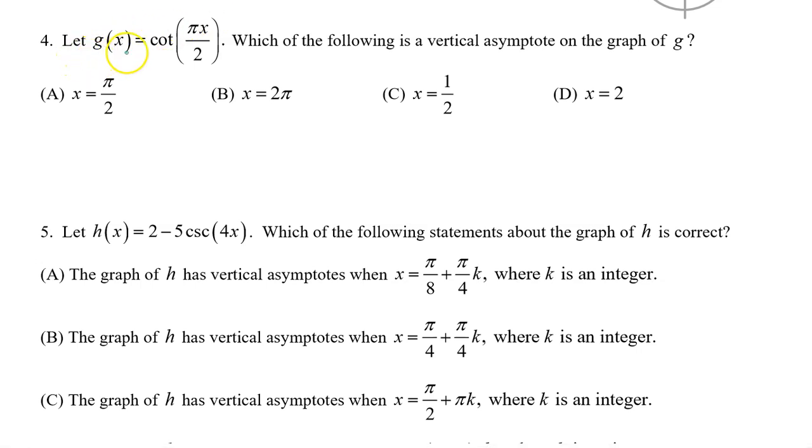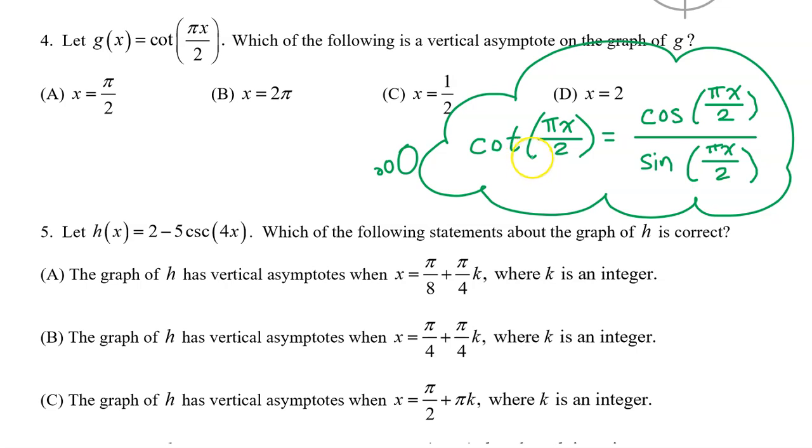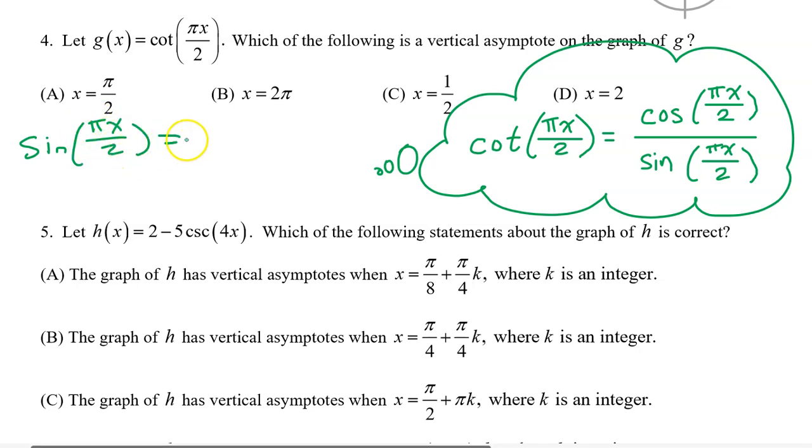Number 4. Let g of x equal cotangent of pi x over 2. Which of the following is a vertical asymptote on the graph of g? You should be thinking cotangent is equal to cosine divided by sine. So the cotangent of pi x over 2 will have a vertical asymptote wherever the denominator, the sine of pi x over 2, is equal to 0. So we can find the vertical asymptotes by setting the sine of pi x over 2 equal to 0.